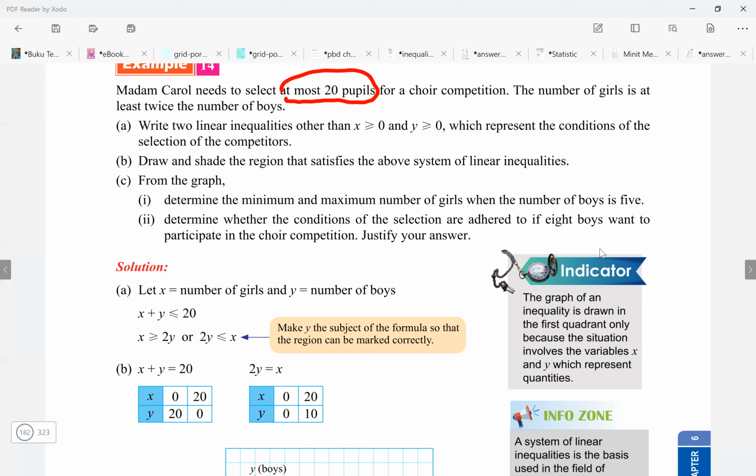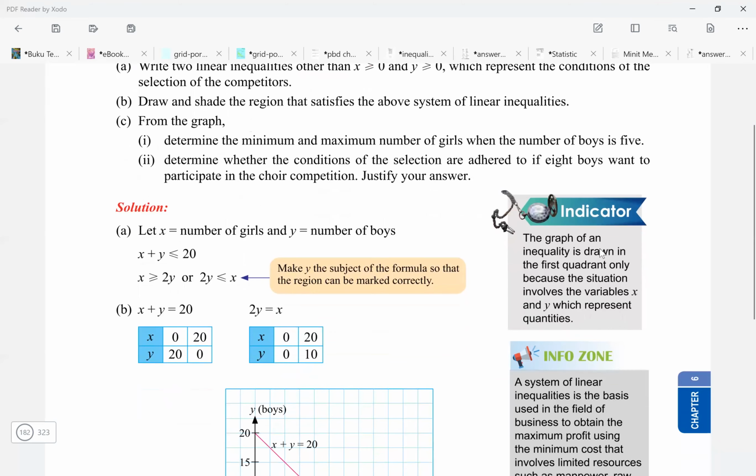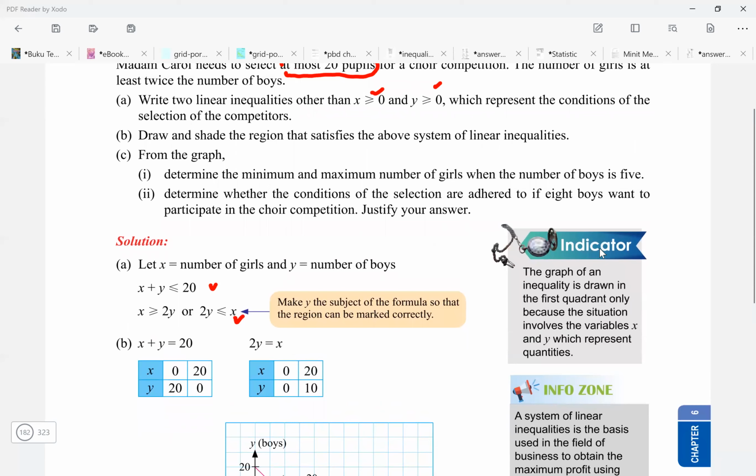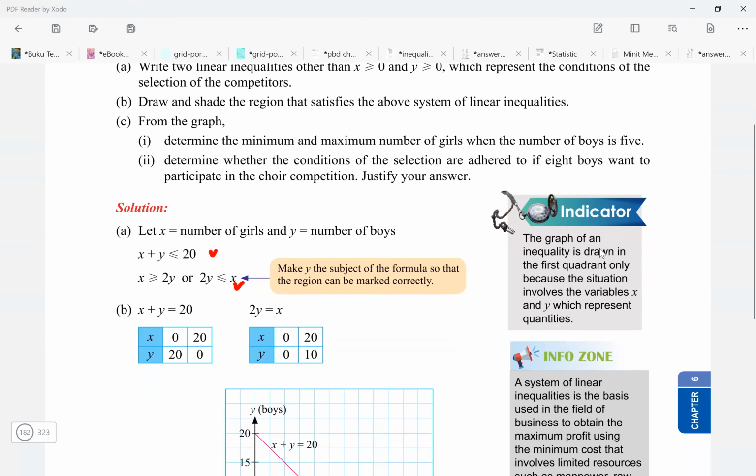The point here is to make y the subject of the formula so that the region can be marked correctly. That is why we always put y on the left hand side, which we call the subject. Now you already have these two inequalities. In an exam you get 2 marks for this. Actually we have 4 inequalities here: 1, 2, 3, 4.